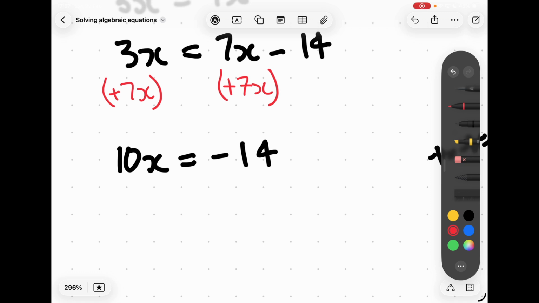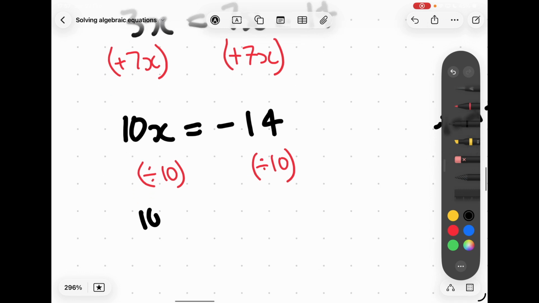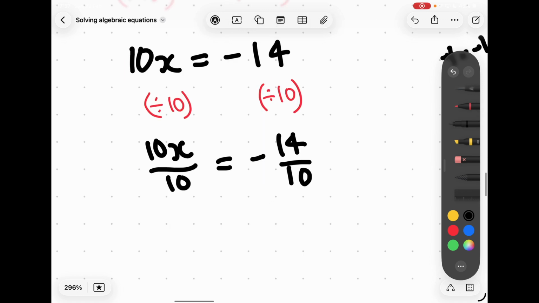So now to get x by itself, we're going to divide both sides by 10. So then we're going to get 10x divided by 10 is equal to negative 14 divided by 10. So then we can cancel these 10s. We get x is equal to negative 14 on 10, or negative 1.4. There we go.